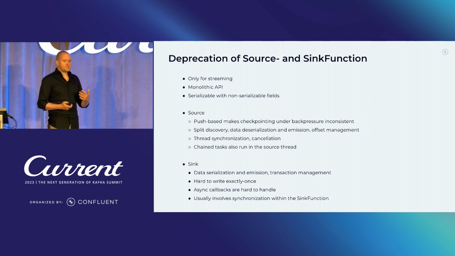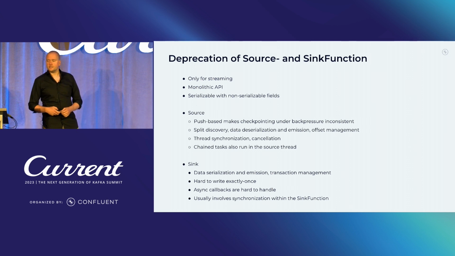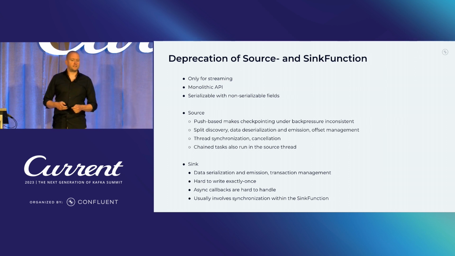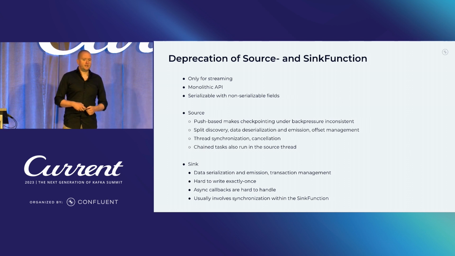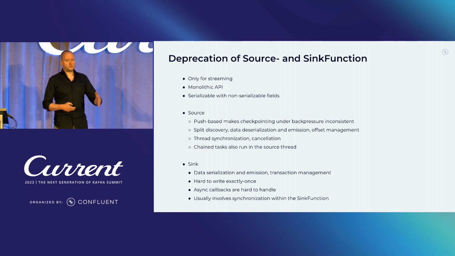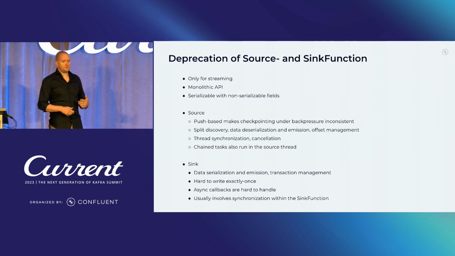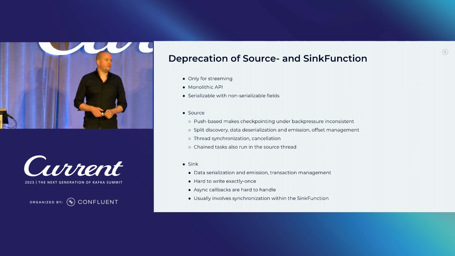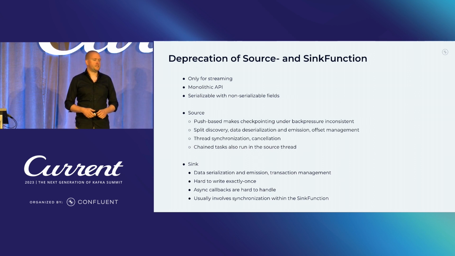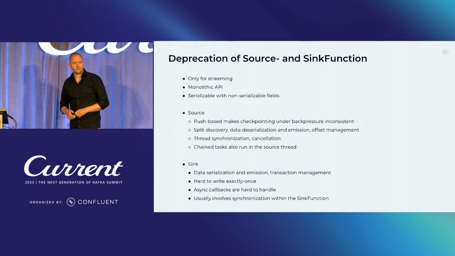But why is that actually? Well, that's because these interfaces were only meant for streaming. They are rather monolithic APIs, and they have all sorts of issues, like serializable classes with non-serializable fields in there. If you're building a source on a source function, you get into situations where you have to do push-based, making checkpointing really inconsistent when you are encountering back pressure. You have to take care of all sorts of stuff like split discovery, data deserialization, and offset management, taking into account stuff like thread synchronization and cancellation. And you can also have the situation where chained tasks run in the source thread.